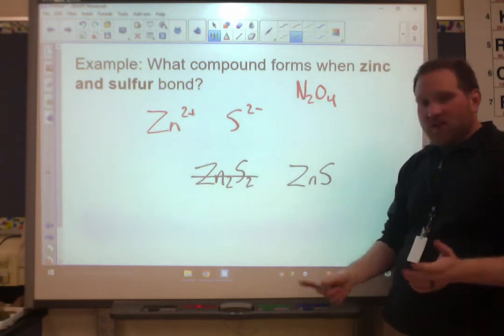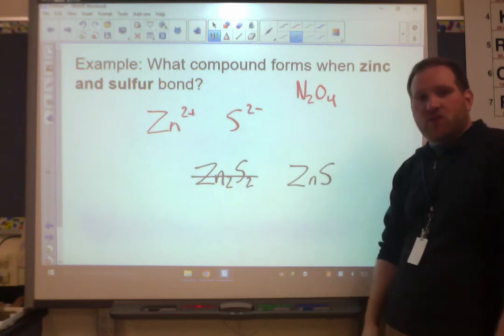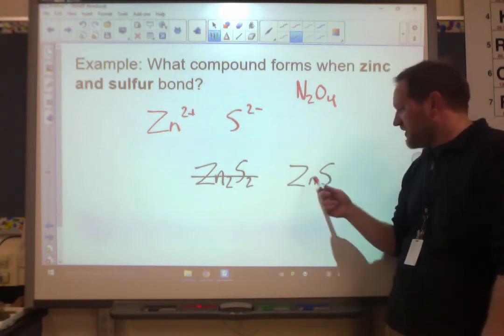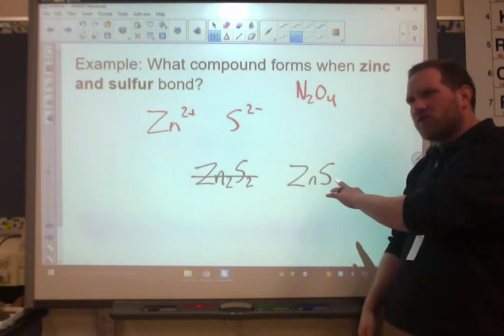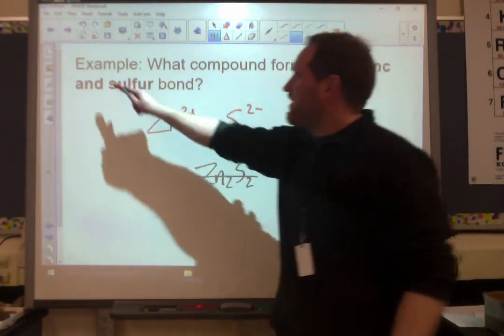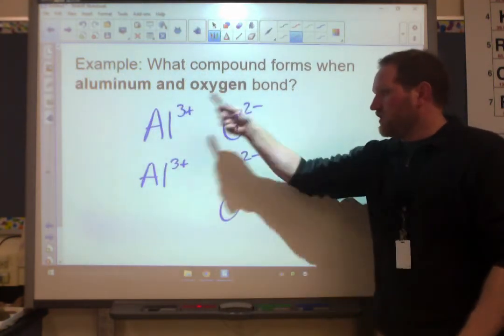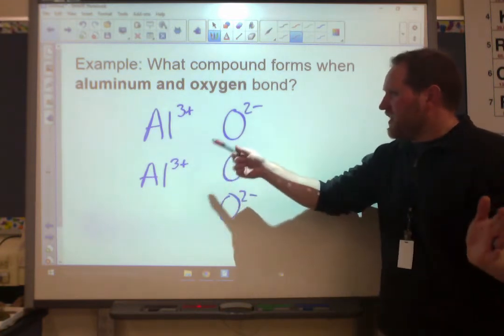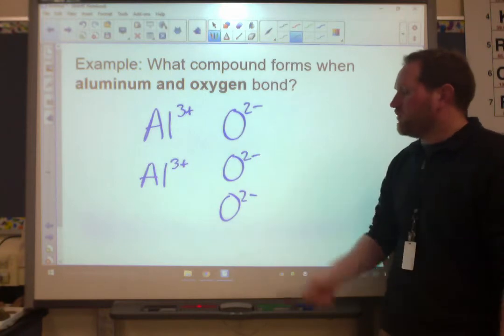I said the name of this. Again, it's super simple to name these. You just state the first one, state the second one, change the end to "ide." So this becomes zinc sulfide. And you might say, well, isn't it like sulfuride, or what? How do I exactly know it? It's just going to be zinc sulfide. This previous one, aluminum and oxygen, forms aluminum oxide. Simple as that. You don't say dialuminum trioxide. Leave that for covalent. It's just going to be aluminum oxide.